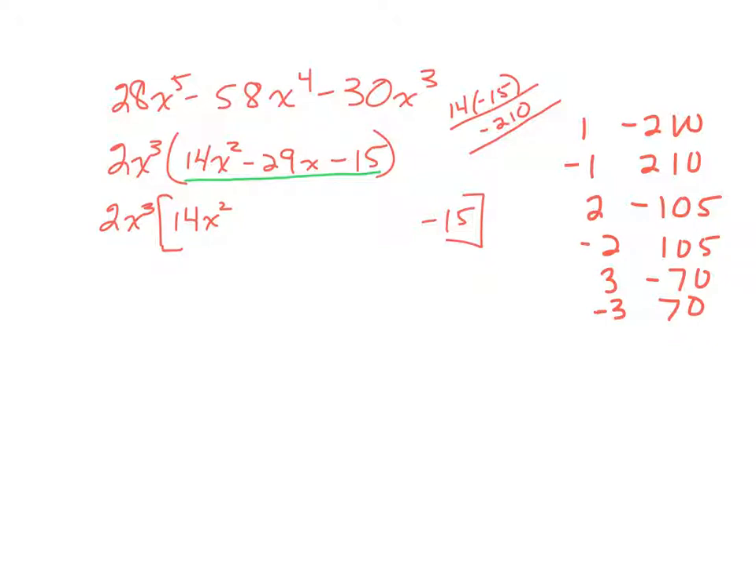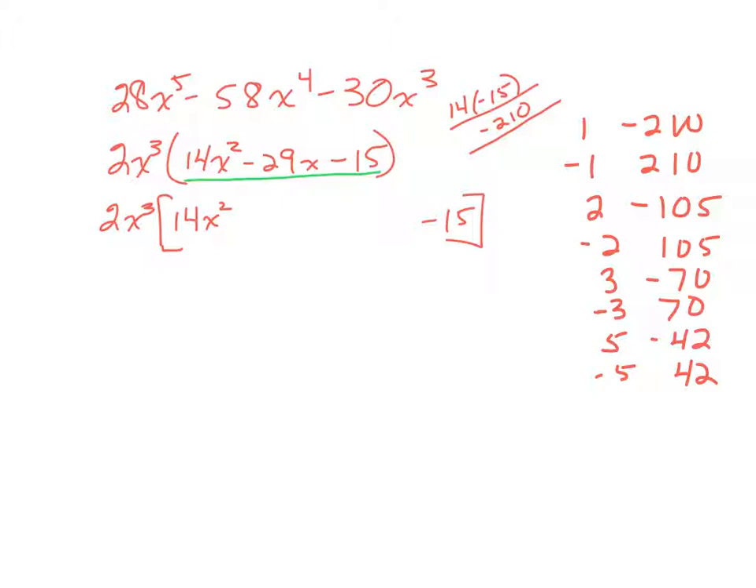Does 4 go into 210? No. Does 5 go into 210? Yes. How many times? 42. So 5 and negative 42 or negative 5 and 42. But wouldn't those add up to negative 37 and 37? Neither of which is negative 29. That's not it. Let's try 6.